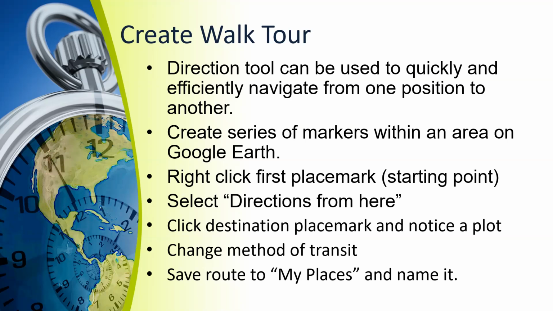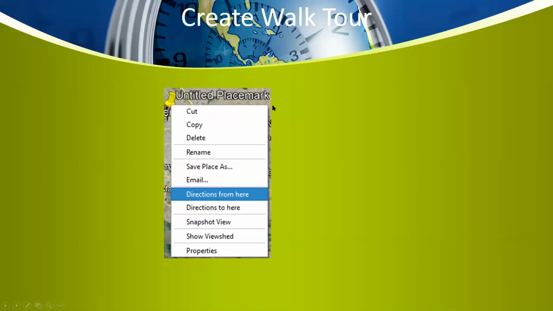You'll see one of the options is directions from here. Then you click the destination place mark, and it should show the method of transit. Then you can save the route into My Places, or instead, save it into our folder called GIS Google Earth Training. That should be our next step.